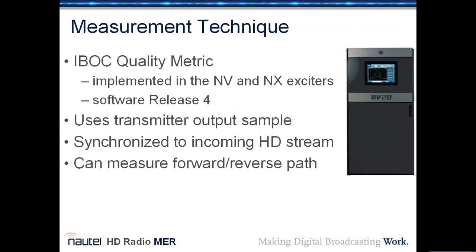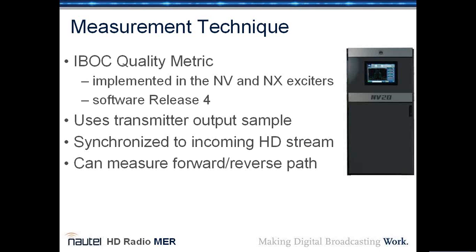Okay. So now let's talk about what we've implemented. The IBOT quality metric, we've implemented it in both NV and NX. There are slightly different implementations, but from the user's point of view, they'll look pretty much the same. Yep, and we'll see that. And this is in the Release 4 software, which is shipping now in new transmitters and available to people for free in a staged release, a limited release. They just need to contact customer service.